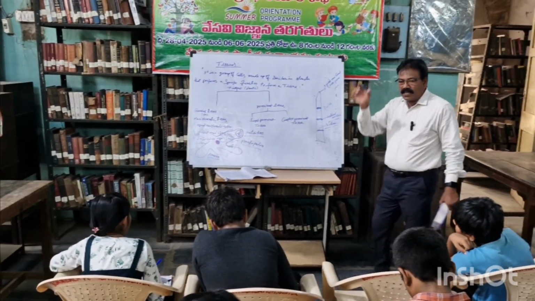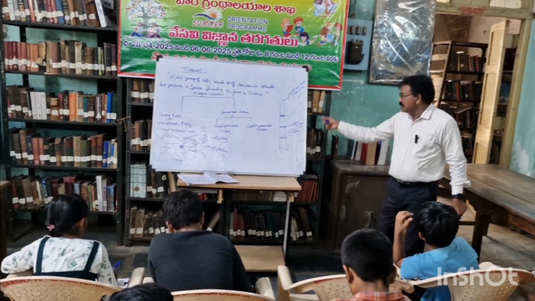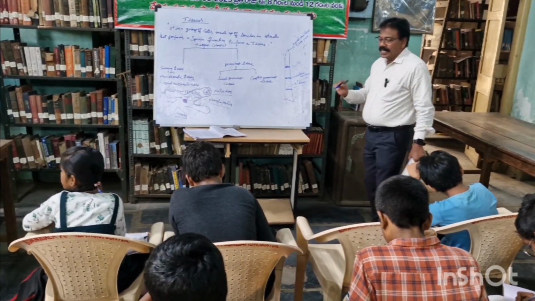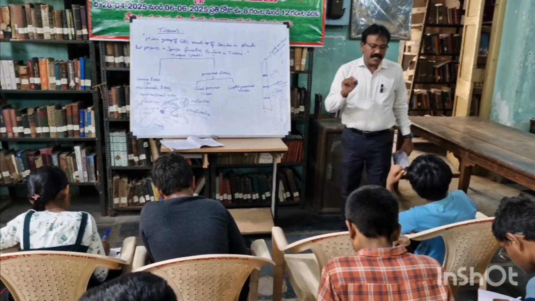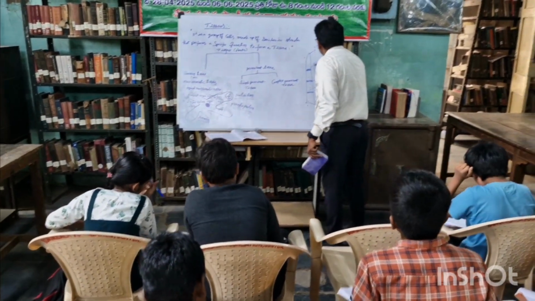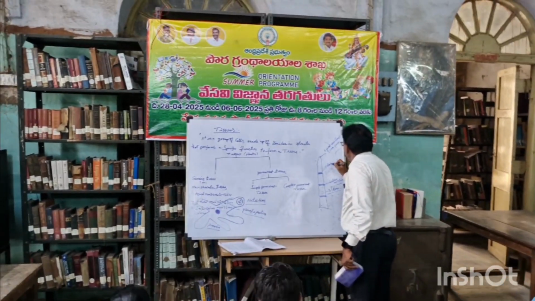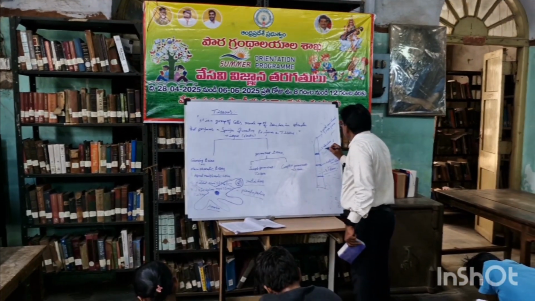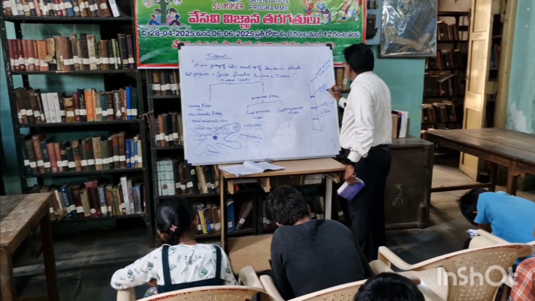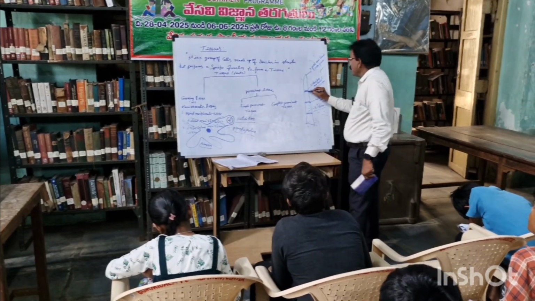కణుపులు అంటాం కదా, కాండం మీద ఏముంటాయి, కణుపులు ఉంటాయి కదా. These are nodes. So in this location we have intercalary meristematic tissue. We notice here intercalary meristematic tissue. What is the role of this?